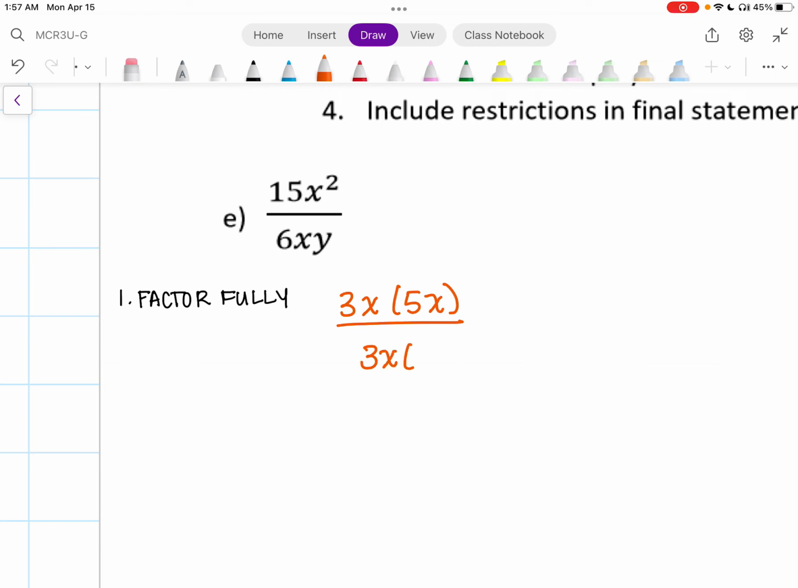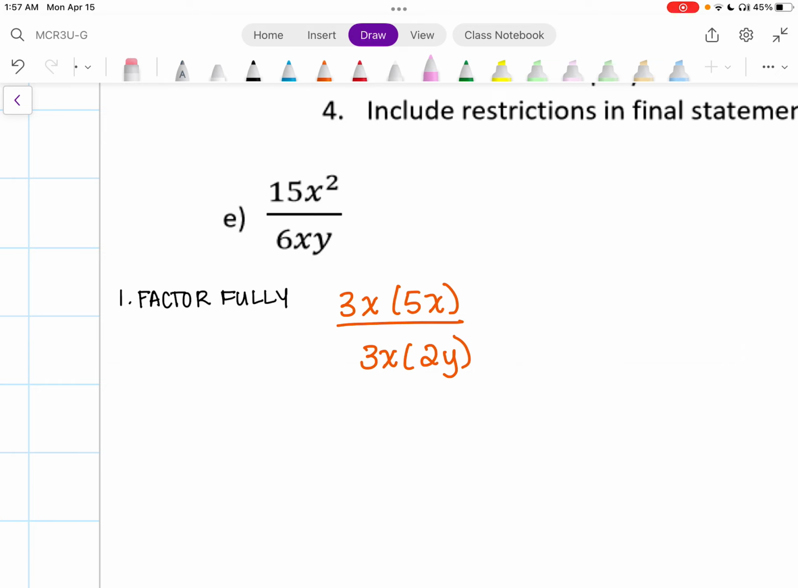The reason I took out the 3x is because I needed to cross something out. If I'd taken out 5x from the top one, I can't take out 5x from the bottom one. If I'd taken 6x, I can't take it out from the top. So I wanted to find the lowest common multiple between 15x squared and 6xy, and in this case, it was 3x.